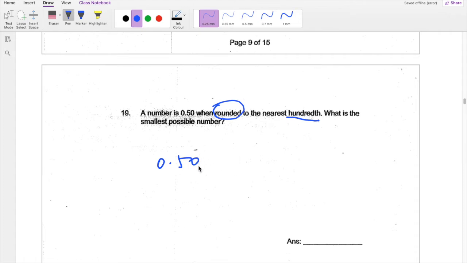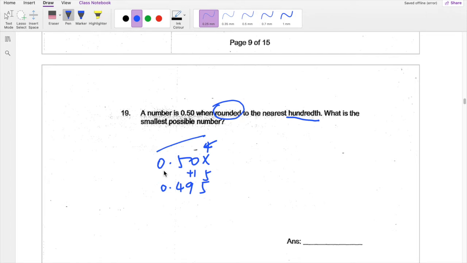So what we need to check is the next digit. When we round, if it is 4, we can omit it, then you have 0.50. Another thing: if it is 5 or above, we need to add 1. In this case, if this one is 5, then here we cannot be 0.50. It can only be 0.49.